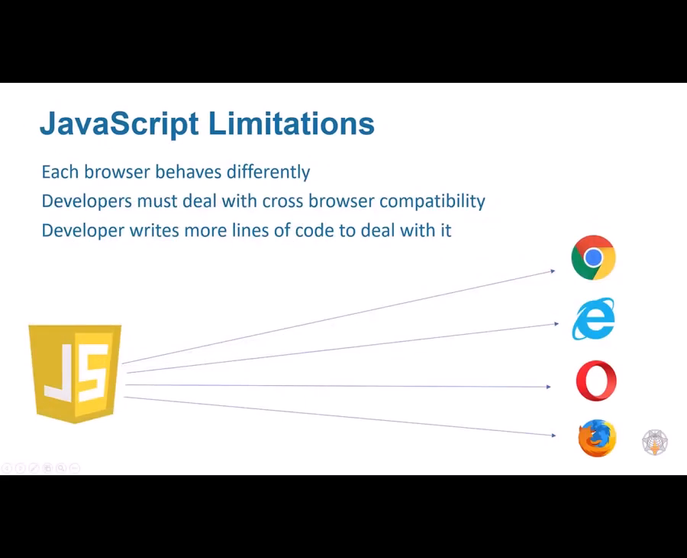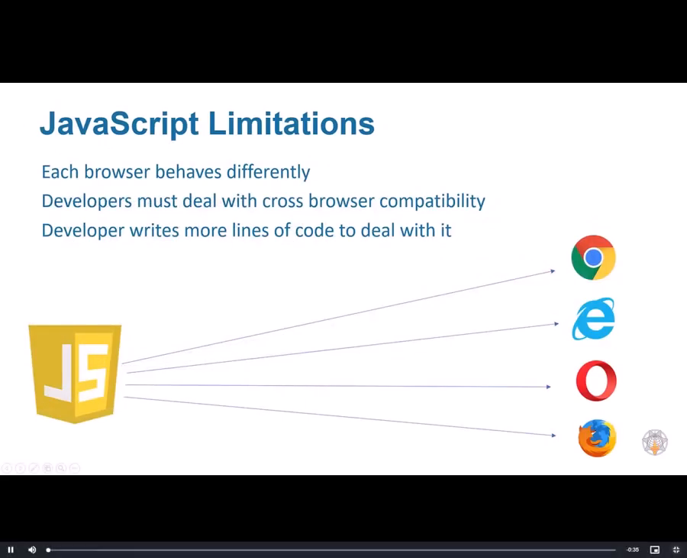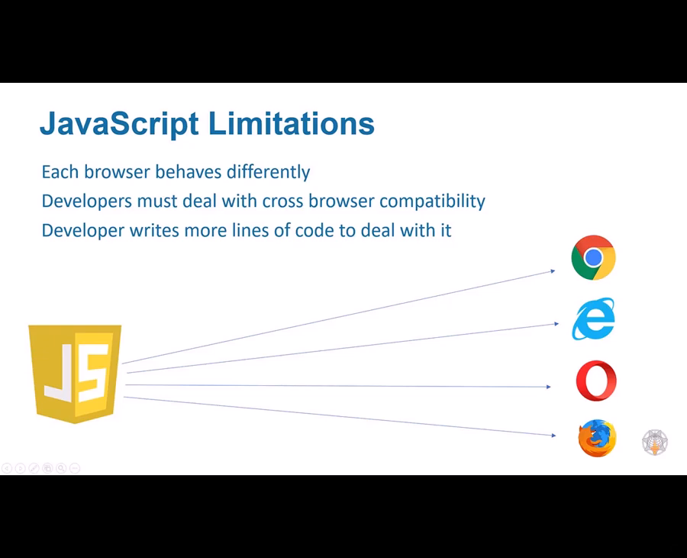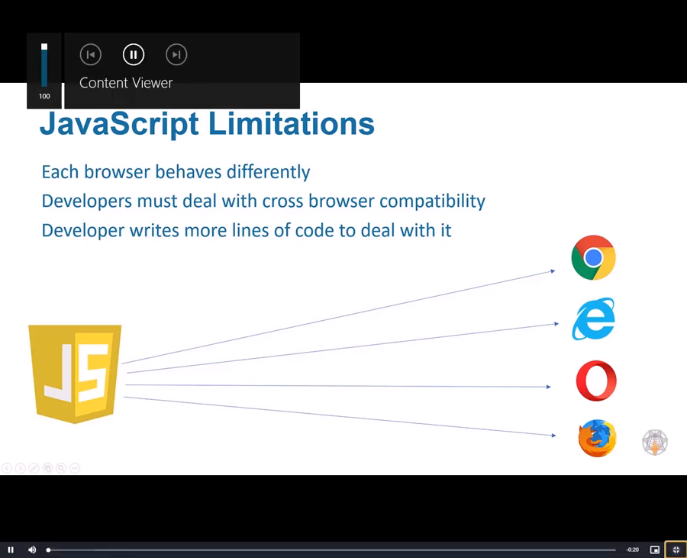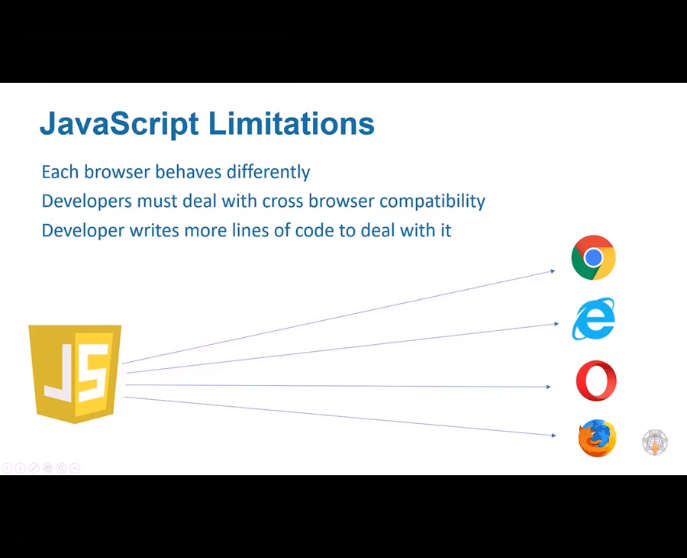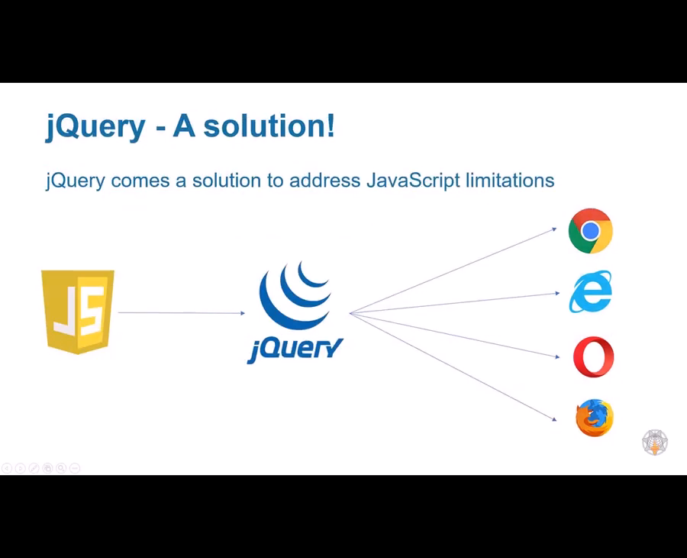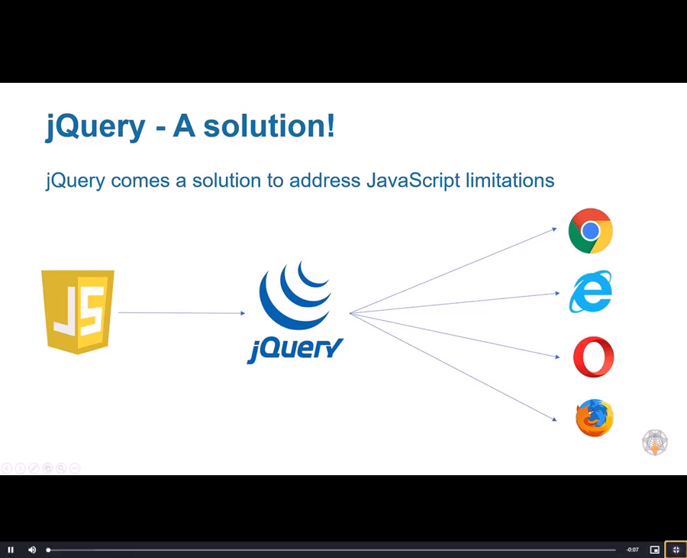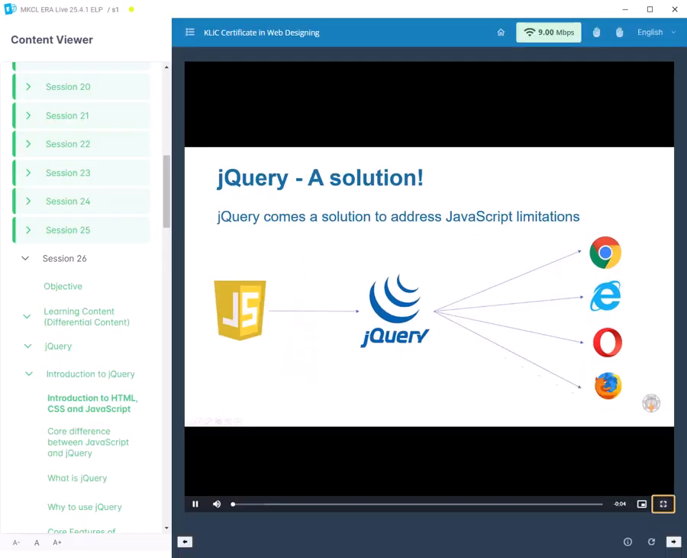While adding this interactivity to the web page, JavaScript has some challenges. First is each browser behaves differently. Thus, the experience the user gets across multiple browsers is not consistent or not same. To deal with this cross-browser compatibility, the developers have to write more lines of code as a workaround. jQuery comes as a solution to address this JavaScript limitation. jQuery knows each browser. Thus, the need to write browser-specific code is eliminated.